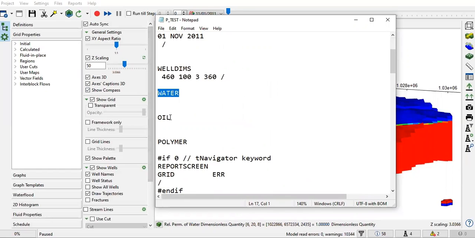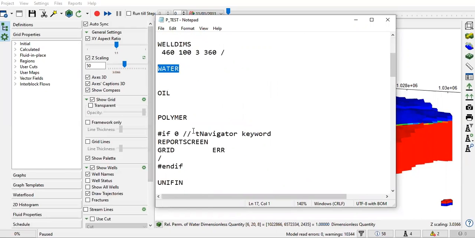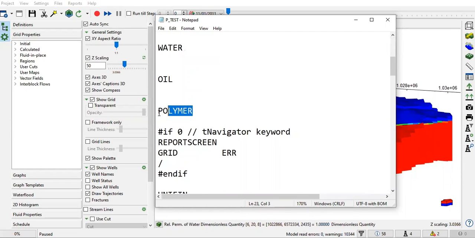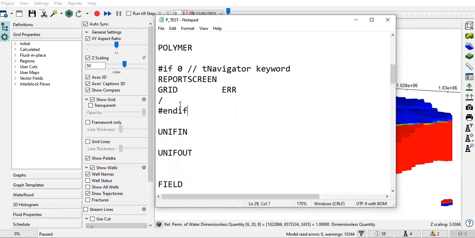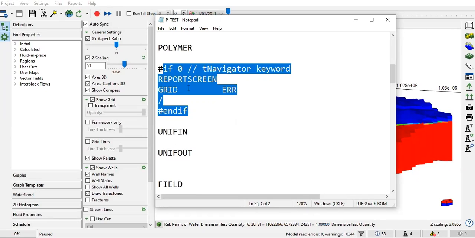Water phase, oil phase. Something that is new for us is polymer injection. The keyword POLYMER here will tell tNavigator that yes, we will use polymer here. So water, oil, and we will also inject polymer. We will have polymer in the model. If we want to inject alkaline and surfactant, we will also add more keywords. The keywords are SURFACTANT and then ALKALINE. And then this is not really necessary, I think.